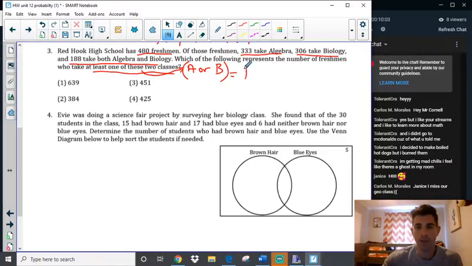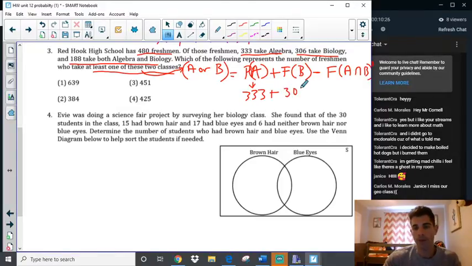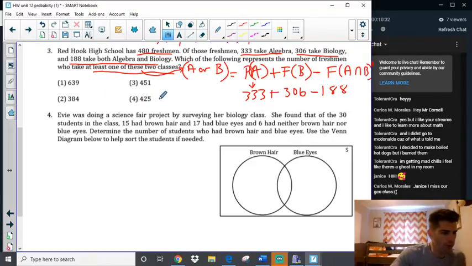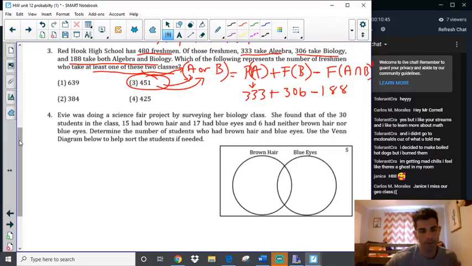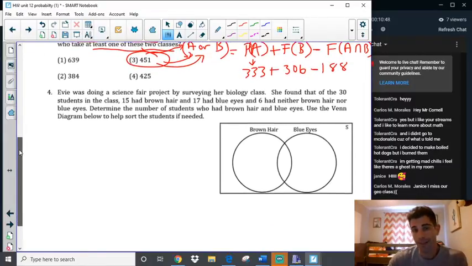And now to do that, I would say, well, take the elements in A, those in algebra, add that to the freshmen that are in biology, and subtract the freshmen that are in algebra and biology. Well, here there was 333, here there was 306, and in both was 188. You do your math and you're going to have 451. Yeah, 451. So those are the students that are in either algebra or biology. Okay. So just kind of get used to the different ways that they could ask it to you.